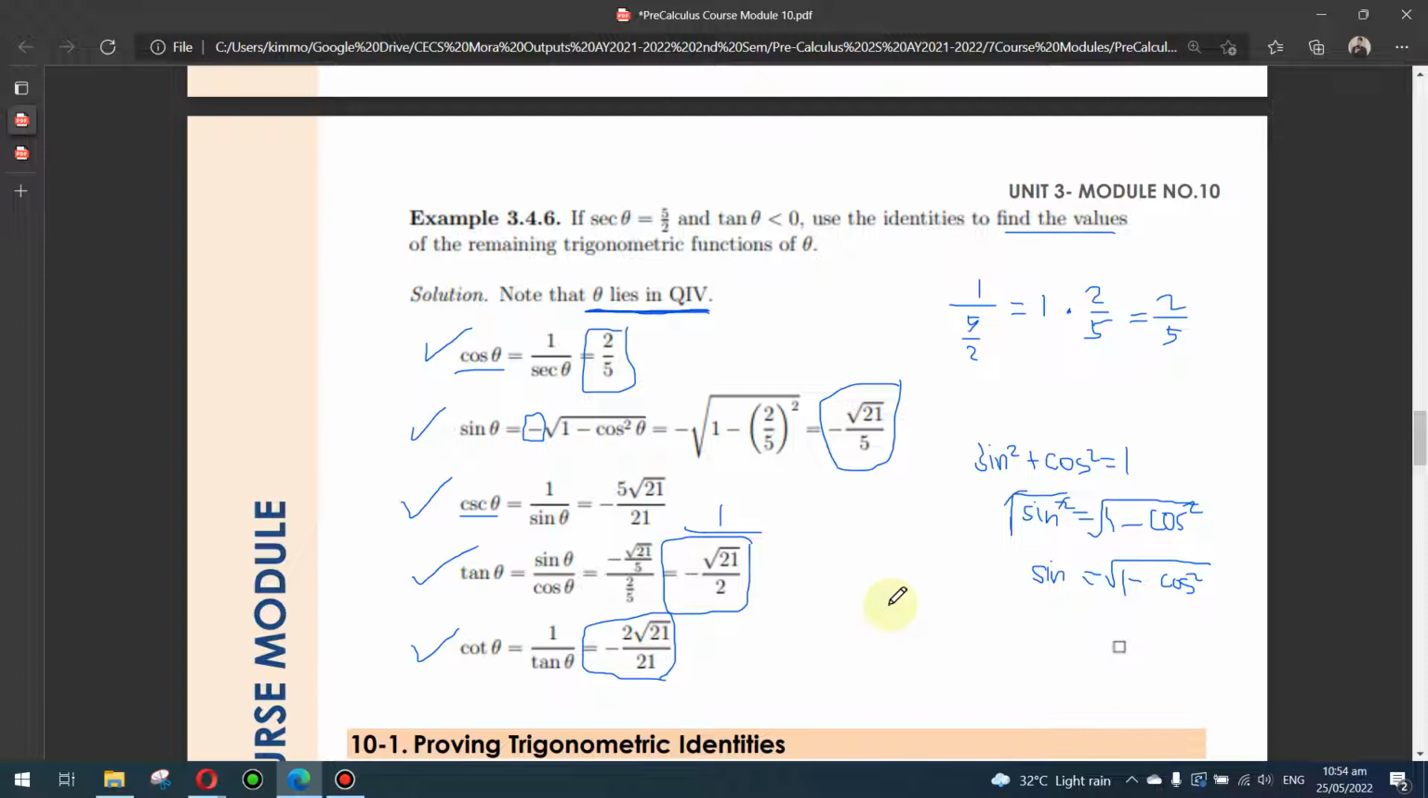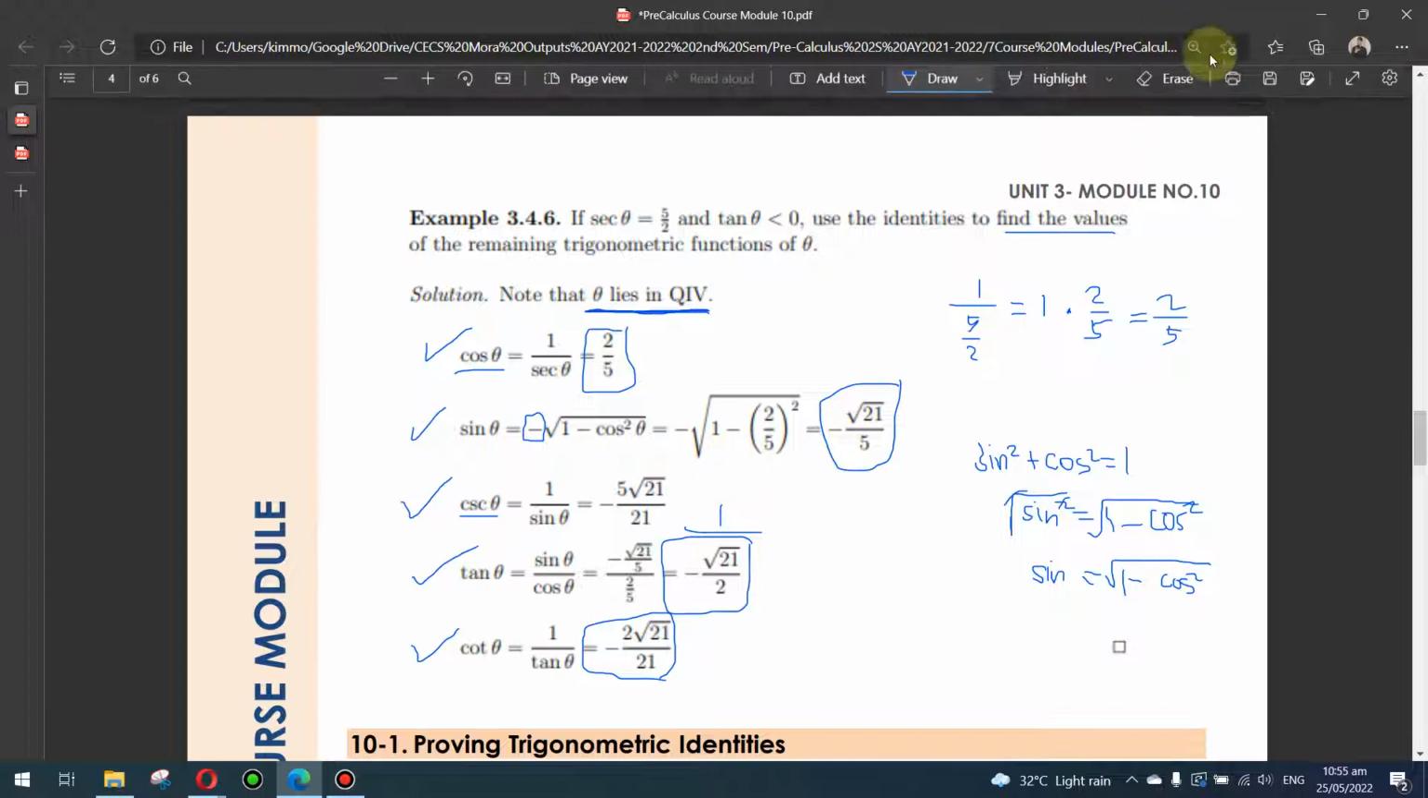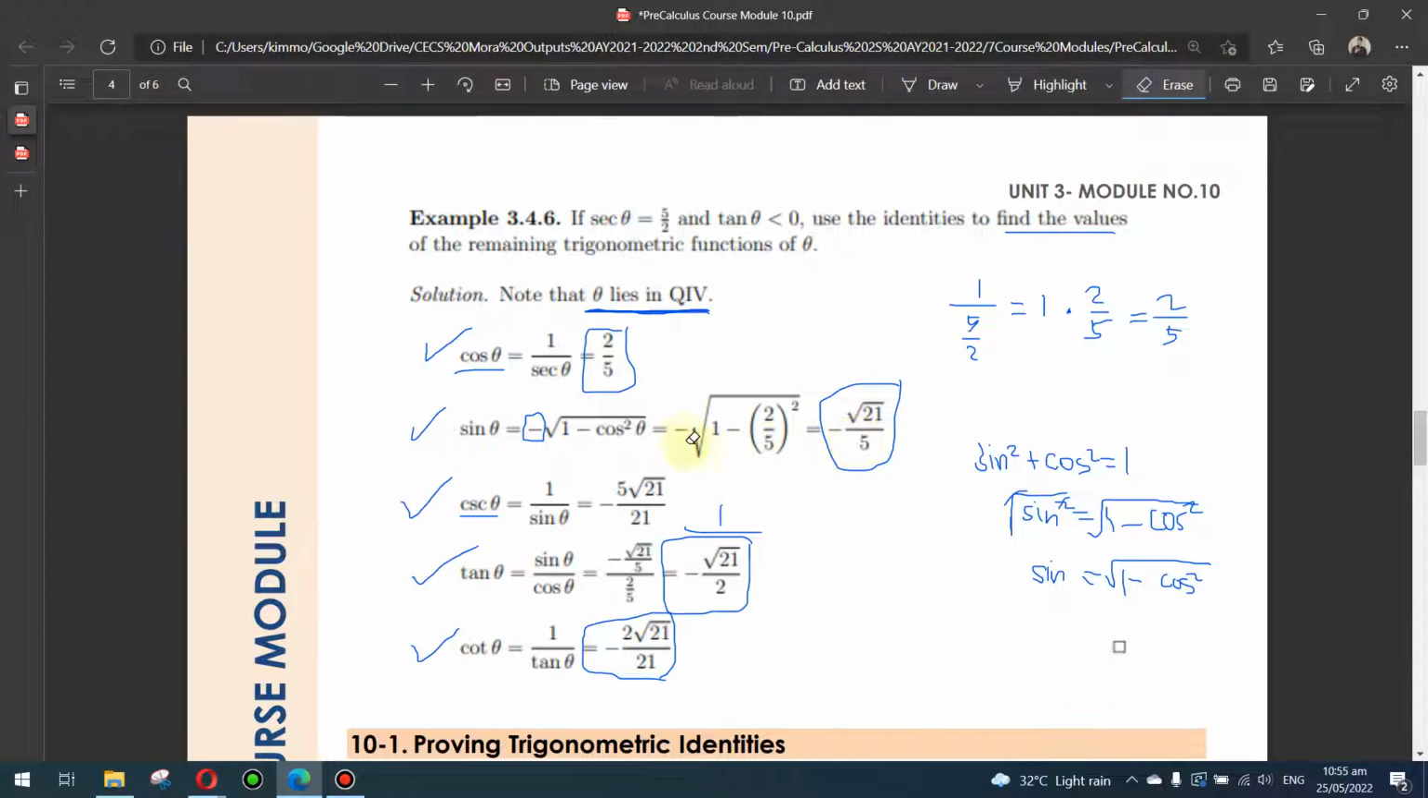Okay, understood? Square root of 21, where this comes from is actually negative square root of 1 minus quantity 2 over 5 squared. The answer is negative square root of 21 over 5.